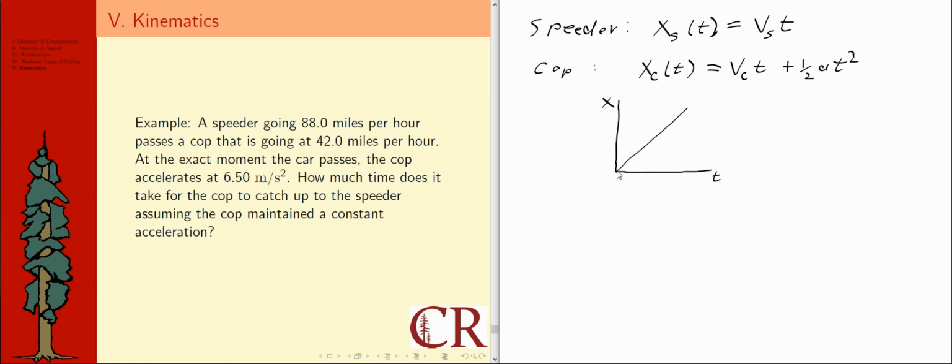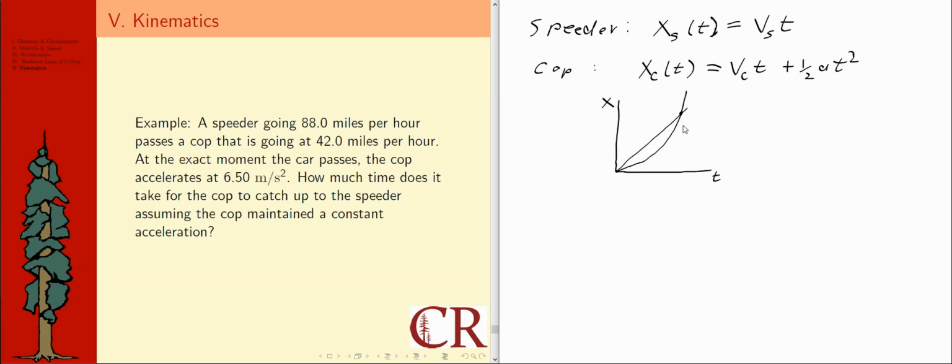The cop is starting out slower, so it would have a lesser slope there, but then the cop is constantly accelerating because of that 1/2 a t squared, so it looks like a parabola, because this is a quadratic in the independent variable of t. And this point right here corresponds on this graph to where the cop finally catches up to the speeder.